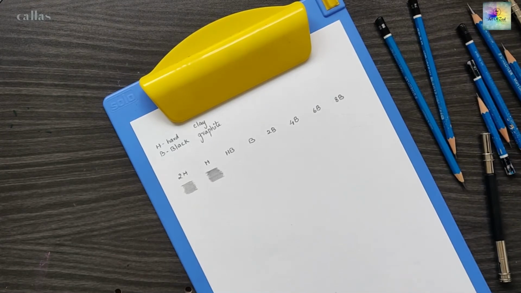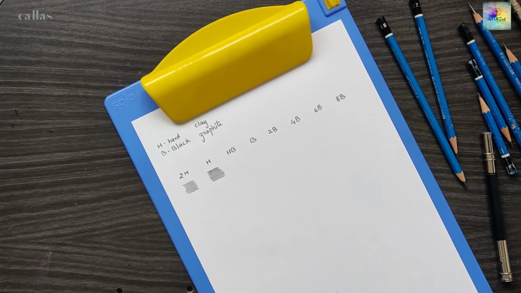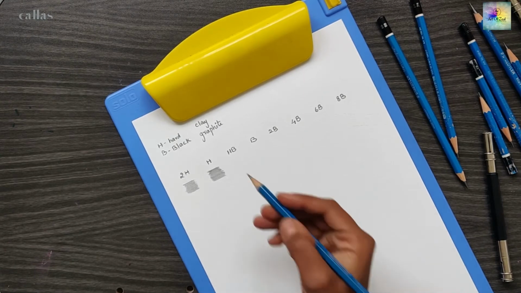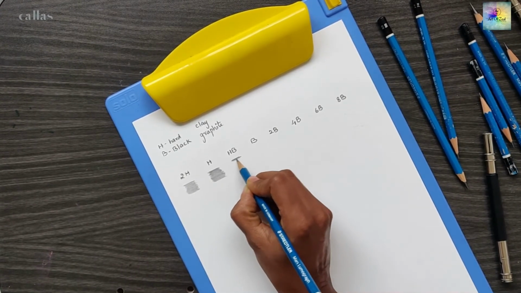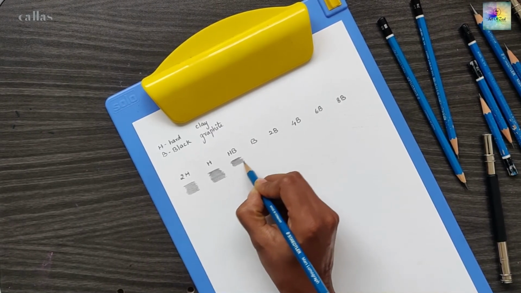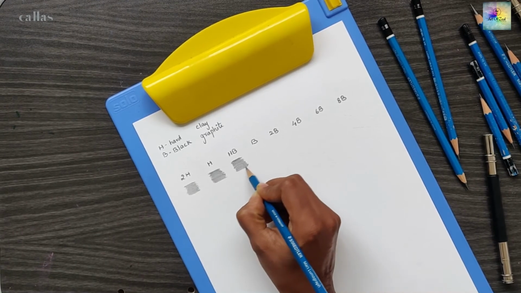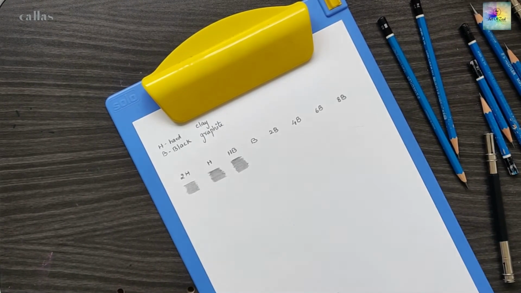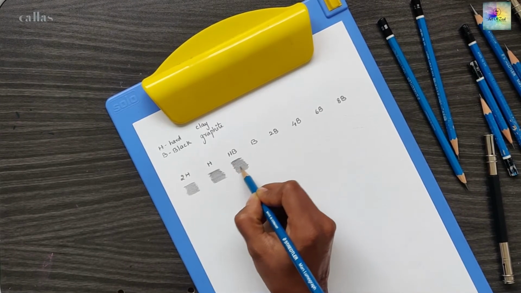When you come to HB, this HB pencil is the common pencil that we use for writing and other purposes. So with HB pencils, you can give normal outlines or the second layer of shading. Mostly we use it for drawing, so it will be easy for erasing also. So I use HB pencil for drawing.